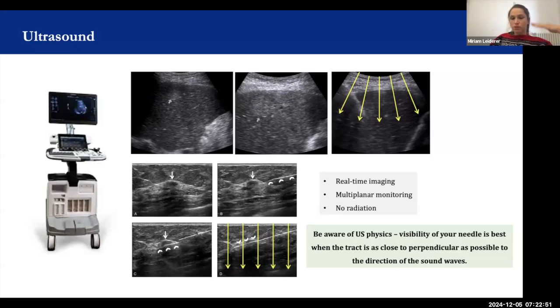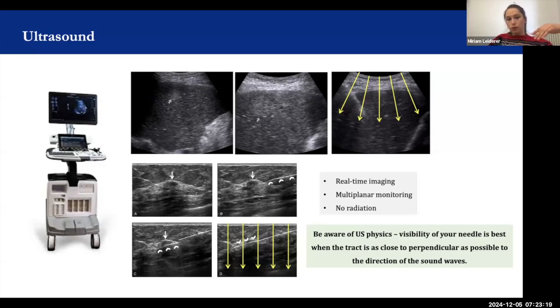So it has a reflective surface. It basically just reflects the sound waves, but it's only going to reflect the sound waves back to the probe if it is more or less perpendicular to the probe. It doesn't have to be 100% perpendicular. That's not even possible most of the time. But if the tract is too steep, then it's just going to reflect the sound waves someplace else and not towards the probe, and you're not going to be able to see it.